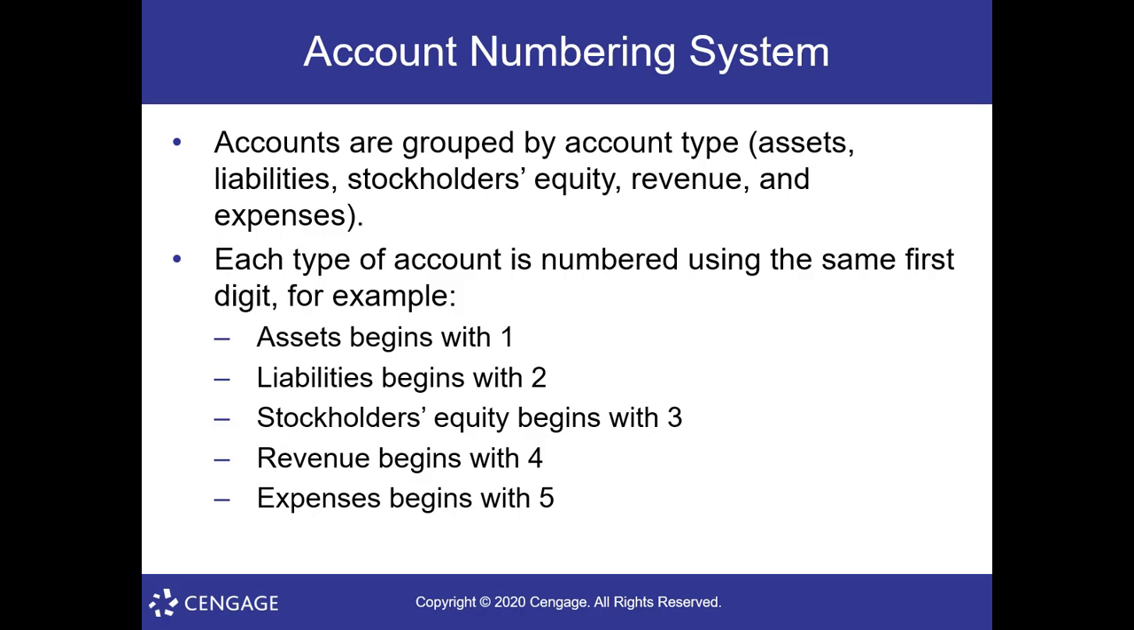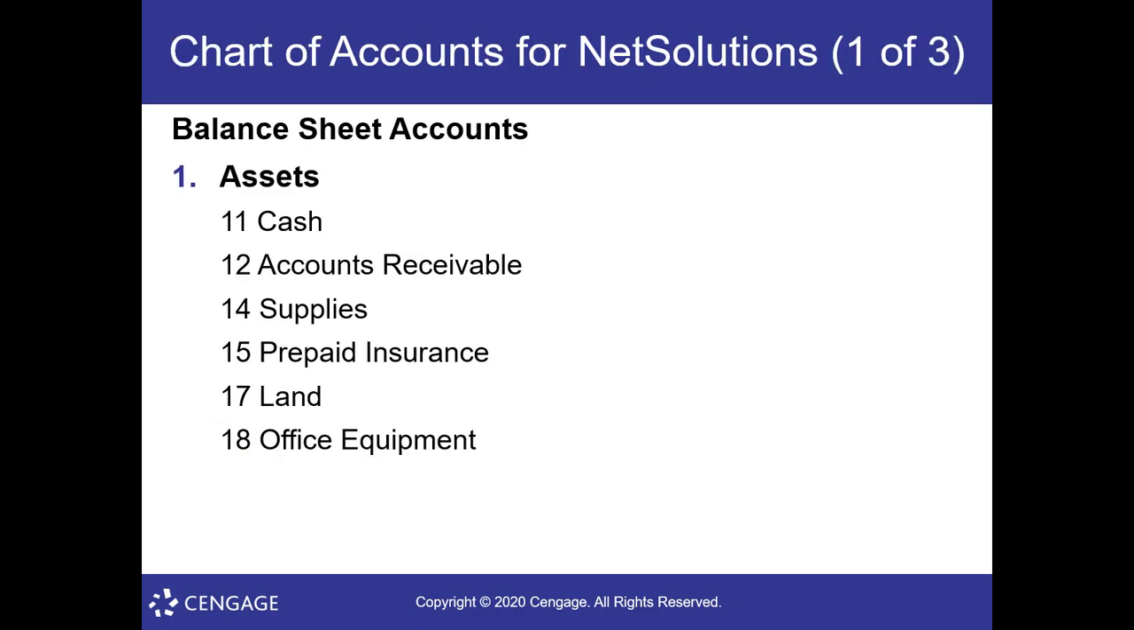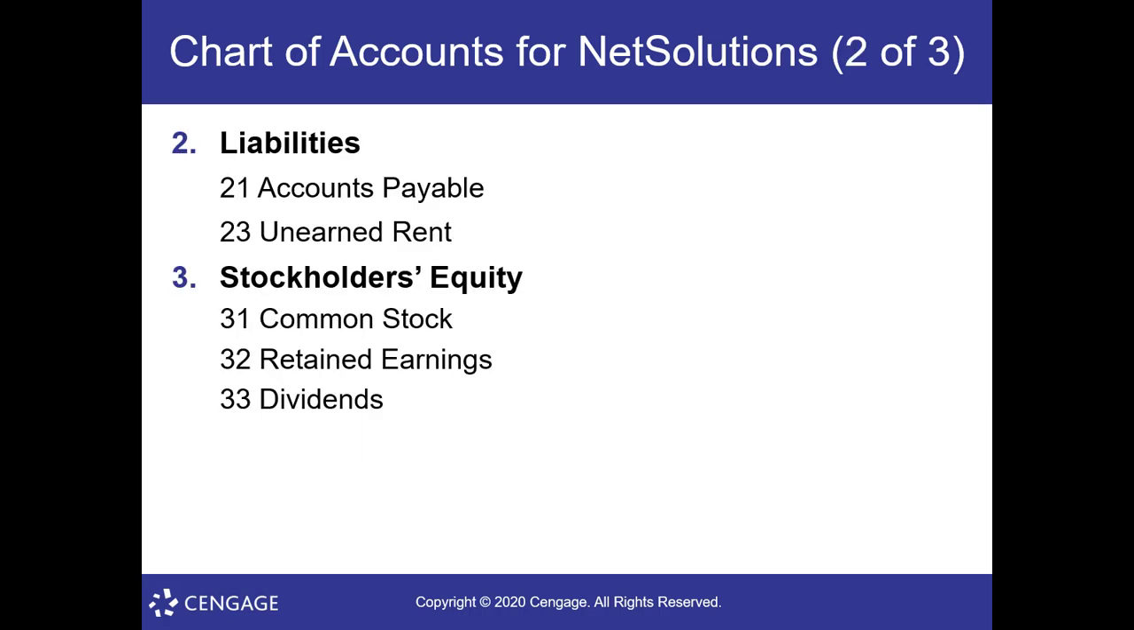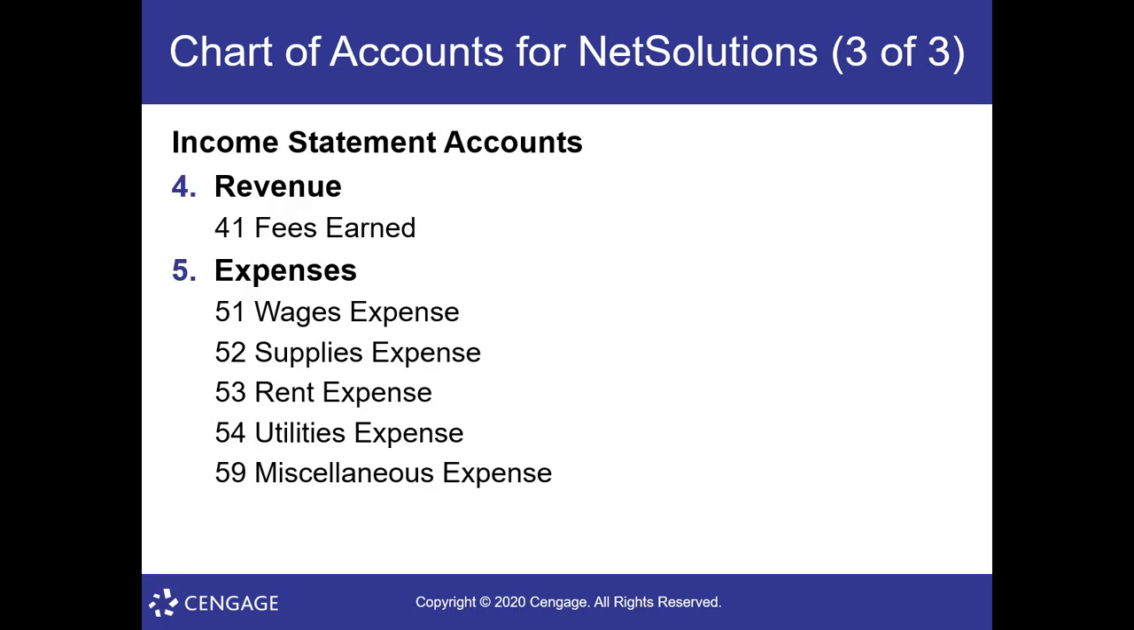So a chart of accounts for NetSolutions may look like this. So cash, which is account number 11, down to office equipment, number 18, liabilities 21, unearned rent 23, and then common stock, retained earnings, and dividends are 31, 32, and 33. The expenses are 51 through 59. 41 is the revenue account.